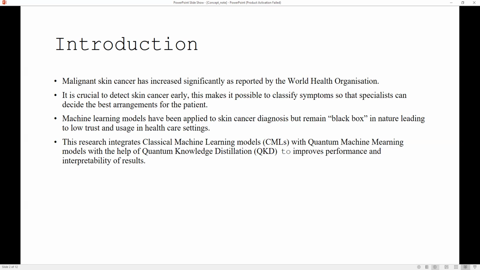So this is the gap we're trying to bridge, where we decided to use classical machine learning along with quantum machine learning models, with the help of quantum knowledge distillation, to improve performance and interpretability of these models. So that if the models are well trained, they are able to be used in practice for this diagnosis.